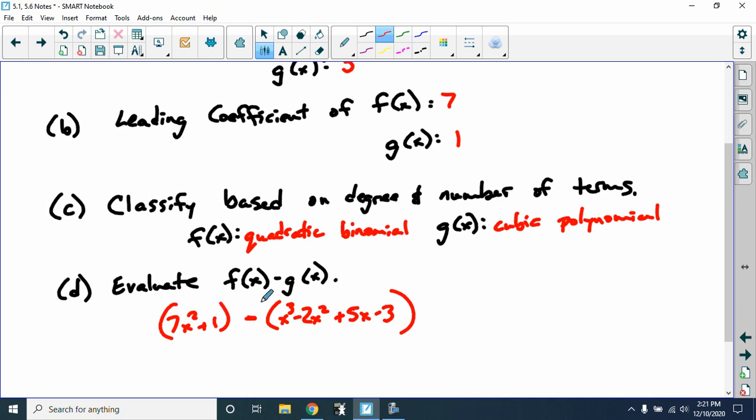To subtract here, we do not FOIL. It is important to put this in parentheses because you are going to need to distribute this minus sign. So I've got 7x squared plus 1, then I need to subtract this whole thing. So I'm subtracting x cubed. I'm subtracting negative 2x squared, minus minus is plus, minus 5x, minus negative 3.